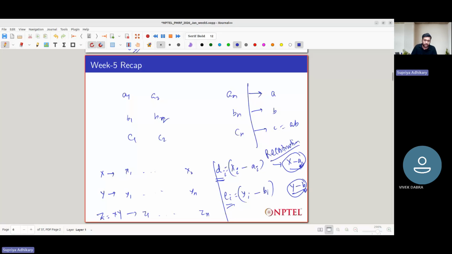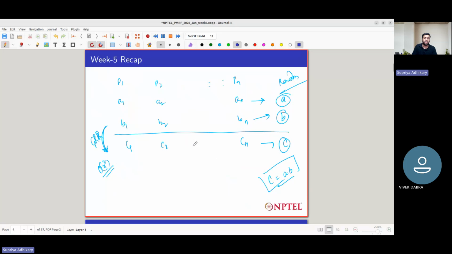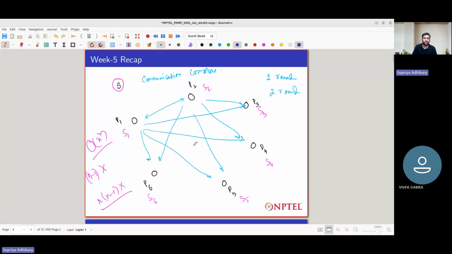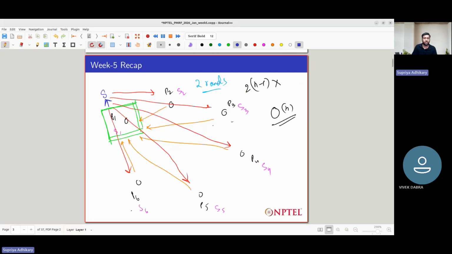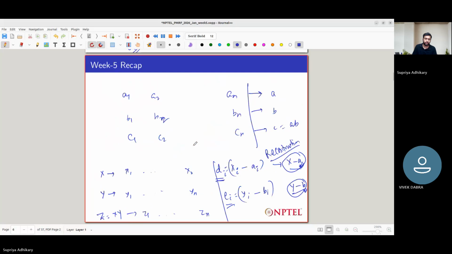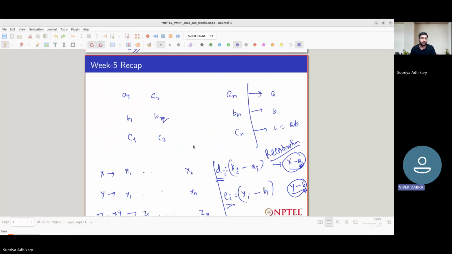And at this stage, now we can argue that if we use only one round of reconstruction, then the communication complexity is order n square. Or if we use two rounds of reconstruction, then the communication complexity would be order n. Okay.